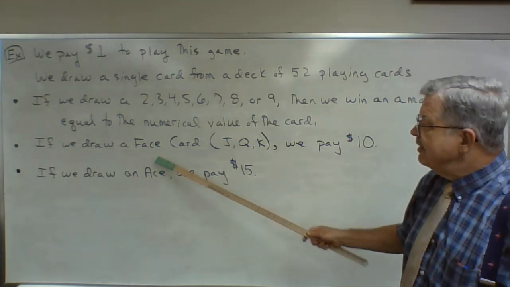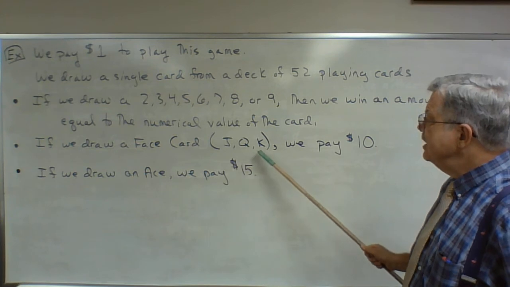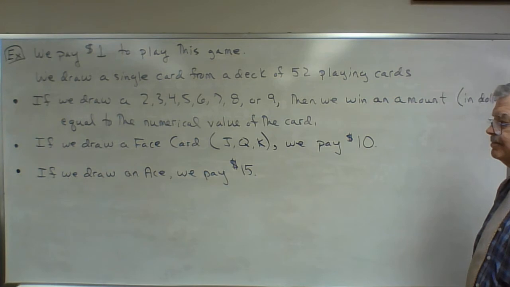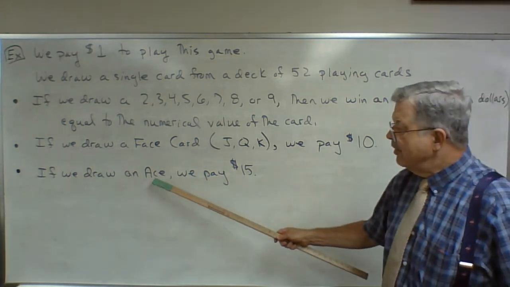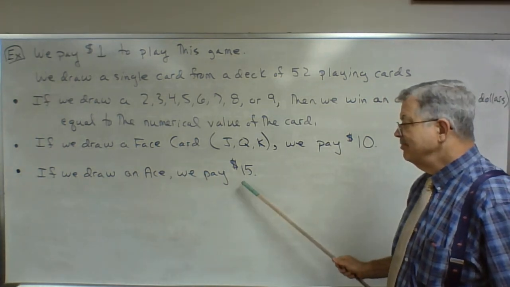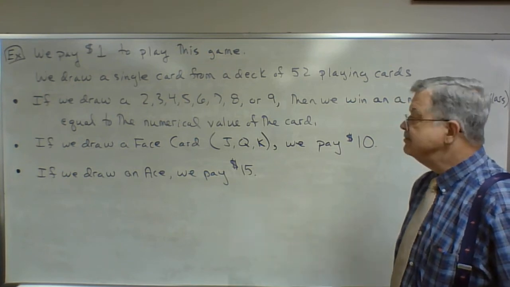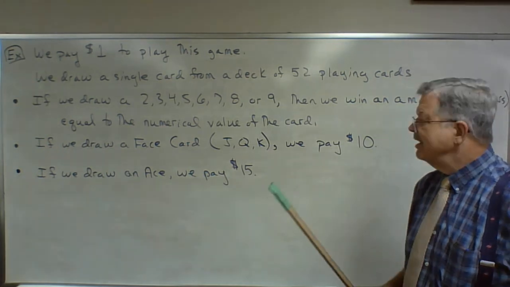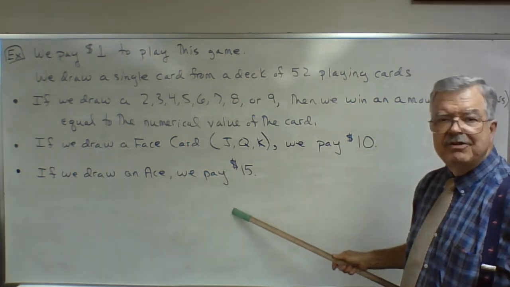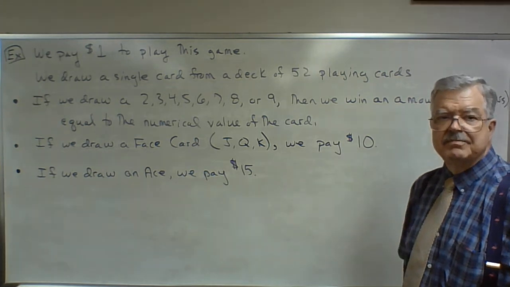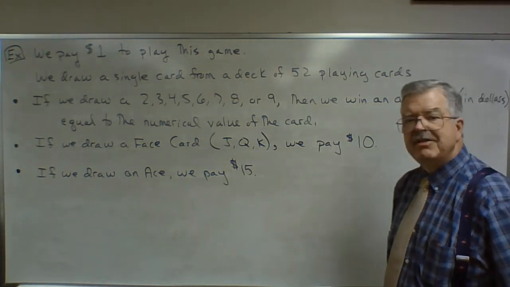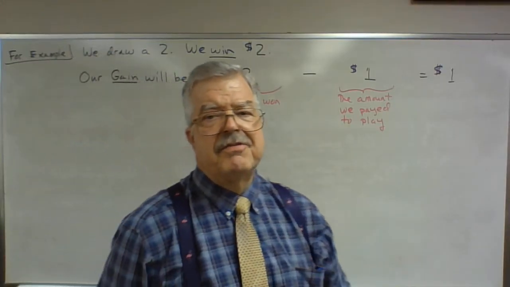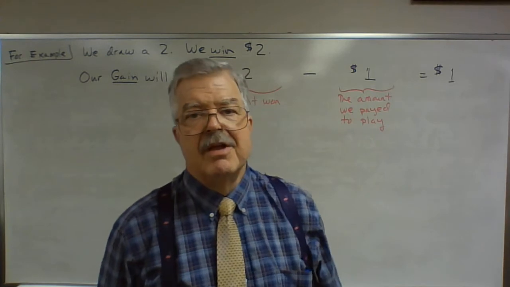If we draw a face card, a jack, queen, or king, we have to pay $10. If we draw an ace, we have to pay 15. Let's look at the gains and losses that we can encounter playing this game. Let's look at a few cases in this example.